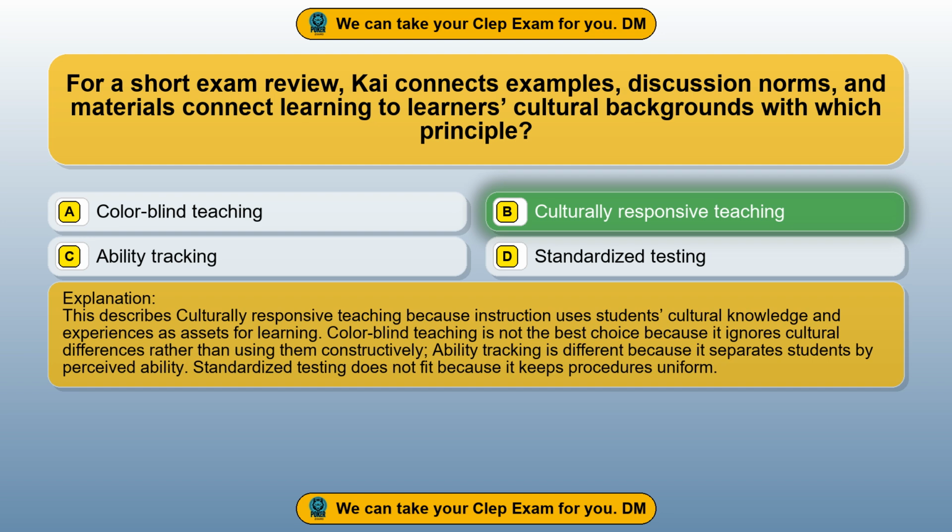This describes culturally responsive teaching because instruction uses students' cultural knowledge and experiences as assets for learning. Colorblind teaching is not the best choice because it ignores cultural differences rather than using them constructively. Ability tracking is different because it separates students by perceived ability. Standardized testing does not fit because it keeps procedures uniform.